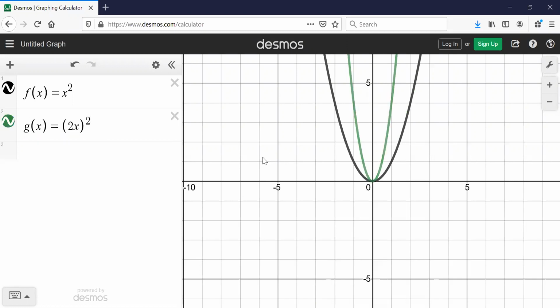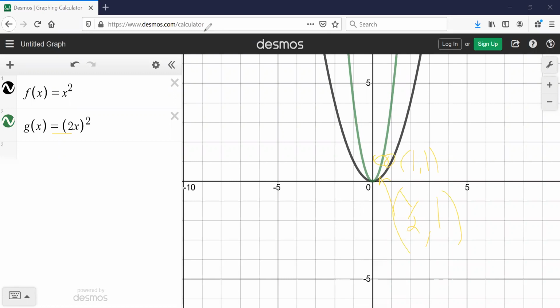And what do you notice happened with that? Well, again, it kind of looks like it was stretched. But because this 2 is on the inside of the function, let's look at what happened along the horizontal axis of the inputs. Notice if I look at, say, this point (1, 1), it looks like it got moved over to this point right here, which was (1/2, 1). Okay, so it got squeezed inside.